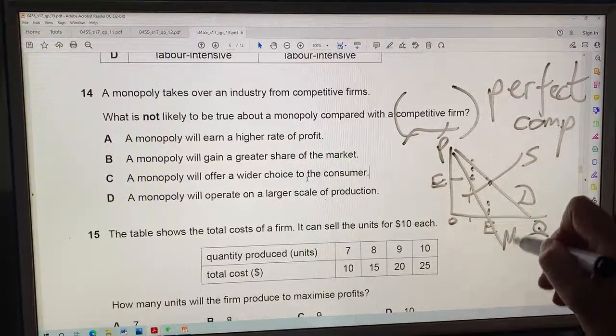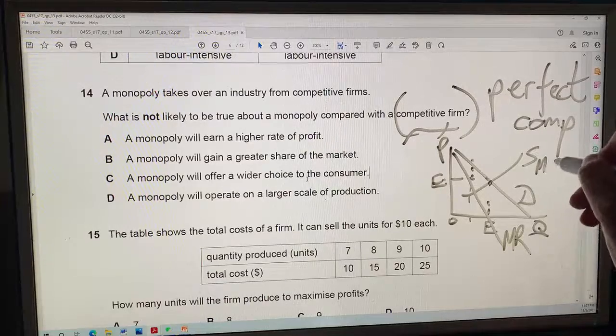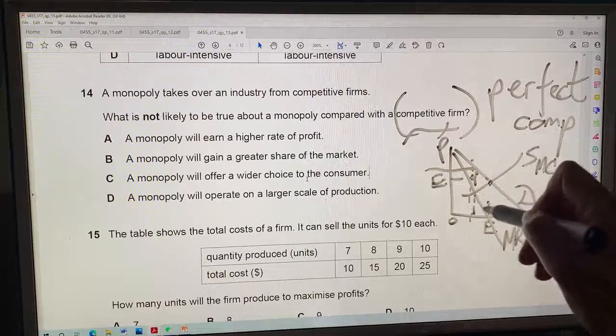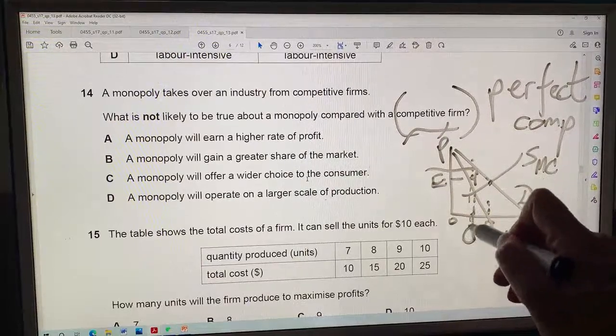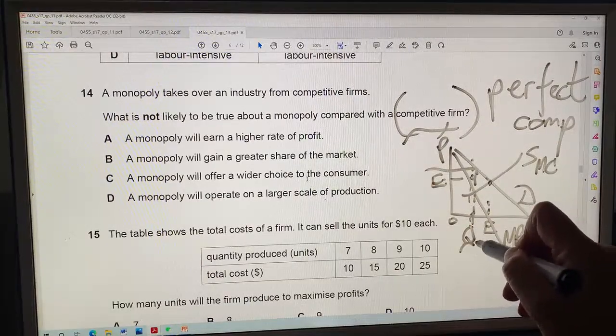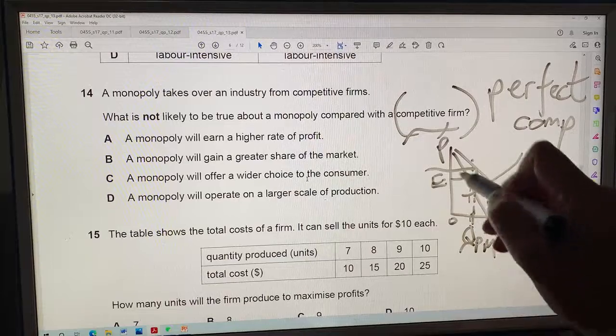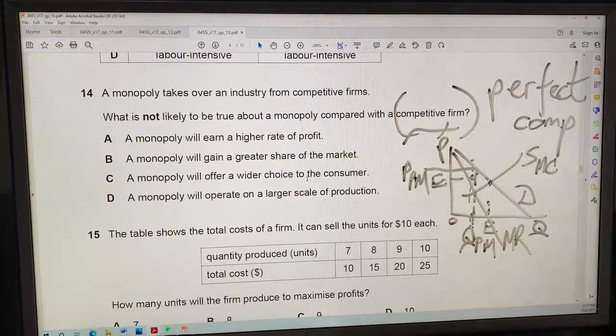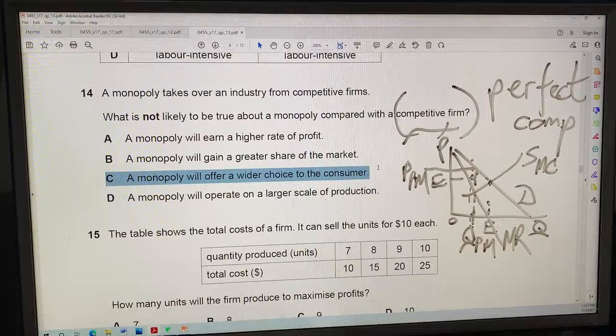They'll use the marginal revenue and marginal cost curves to choose a lower quantity and a higher price. This is profit max, and this is price for profit max. So no, they don't need to provide choice. So the answer for 14 is C.